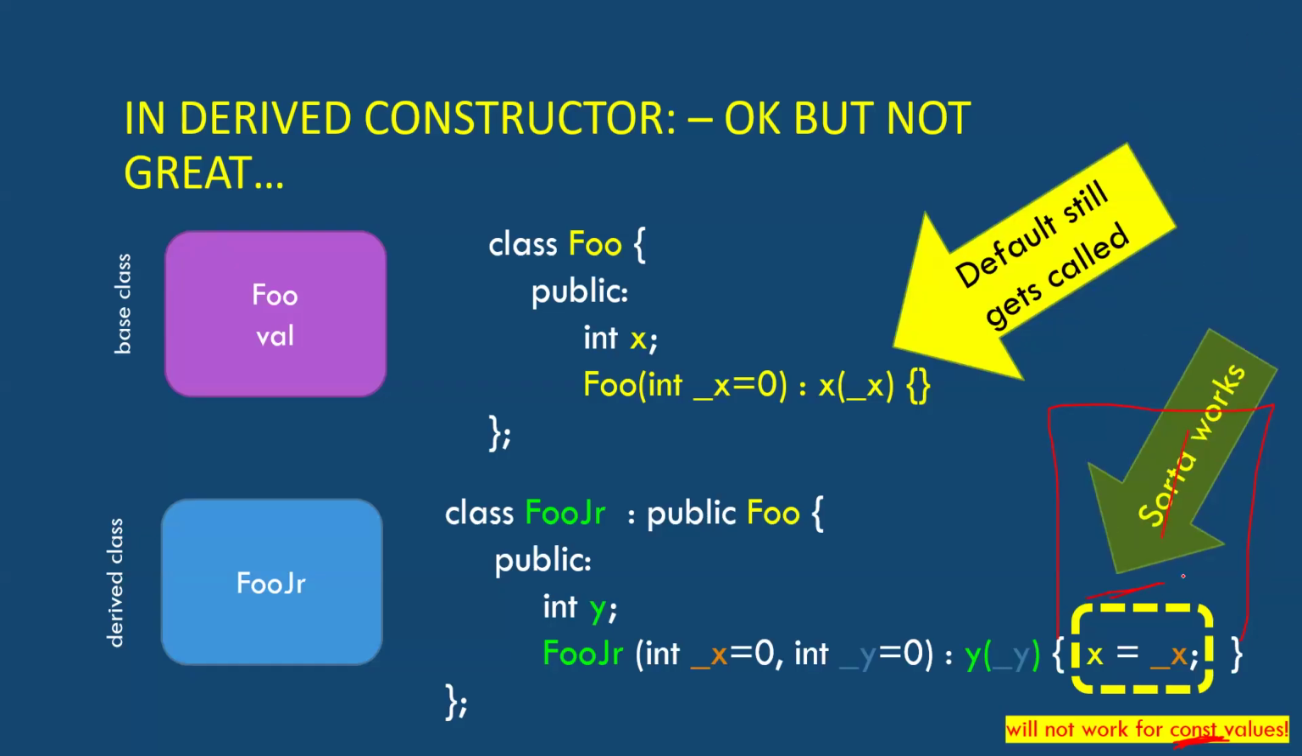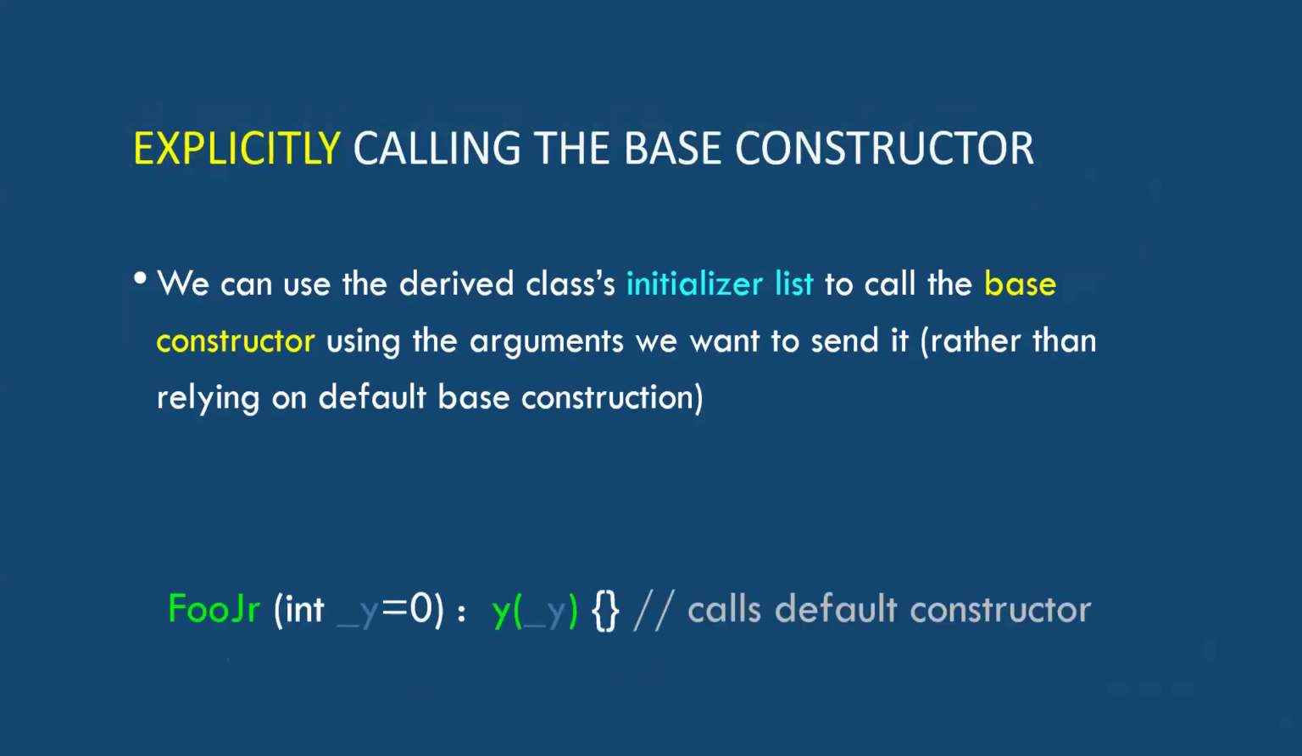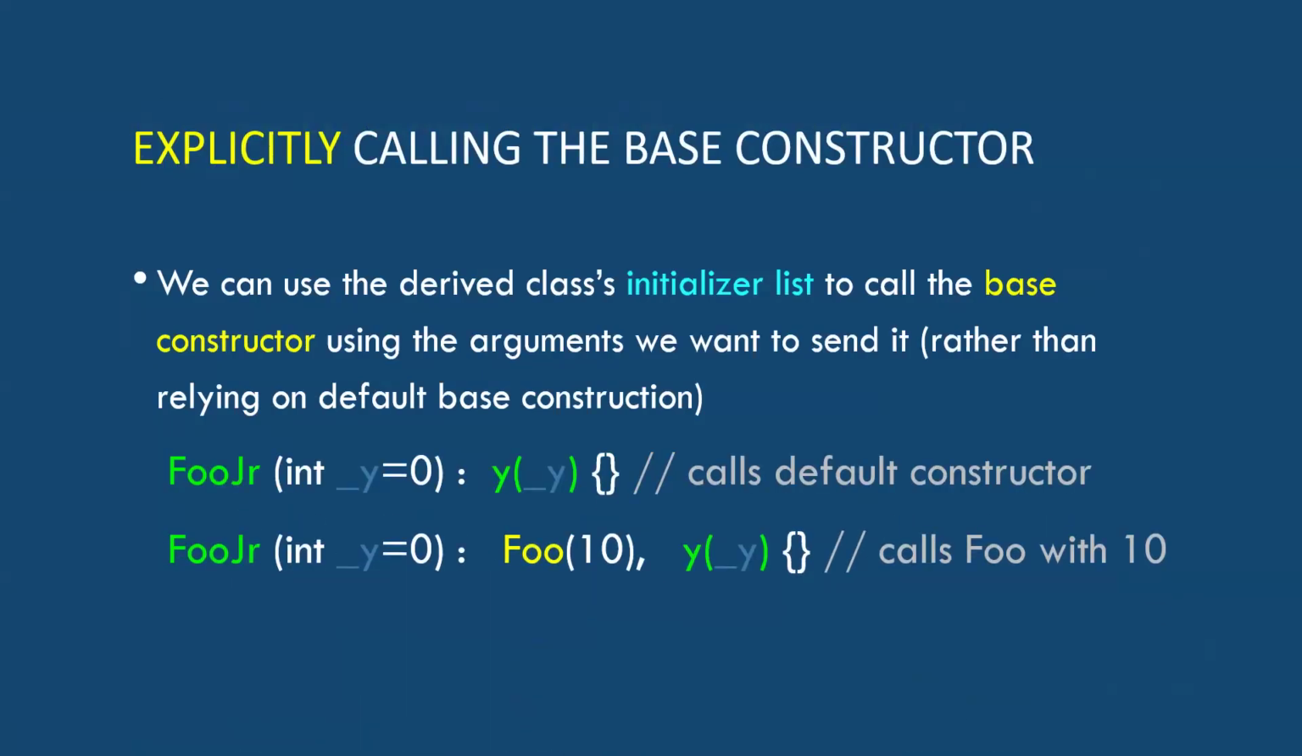So the better way is just to call the base constructor this way, right? So here's my base class, here's the constructor, and here's my foo junior constructor. Sorry, this is calling the default constructor. And this is an updated version that calls the base class constructor and then assigns the y value, okay? So this is really the more powerful and canonical way to actually reach into your base class.